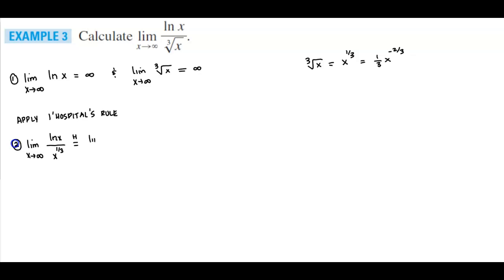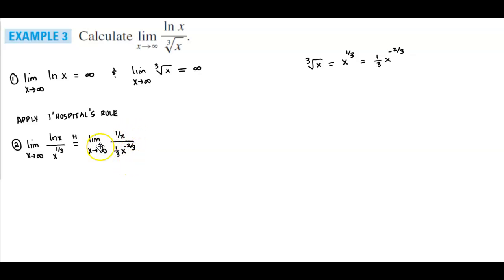So when we take the limit as x is approaching infinity, the derivative of the natural log of x is 1 over x. And the derivative of x to the 1/3, which you can see over here to the right, is 1/3 x to the negative 2/3. Okay, so if we take the limit right now as x approaches infinity of 1 over x times 1/3 x to the negative 2/3, this is now an indeterminate type of 0 over 0.